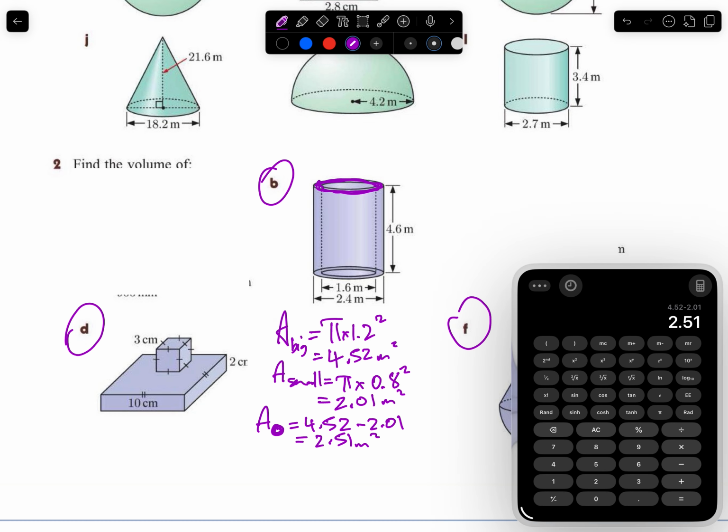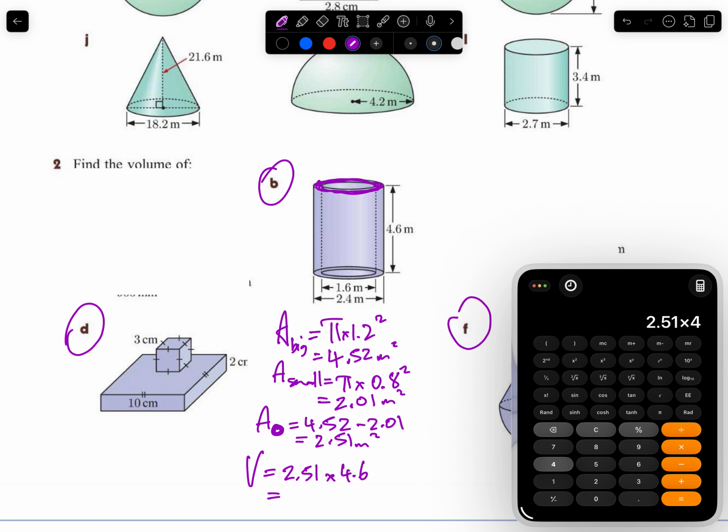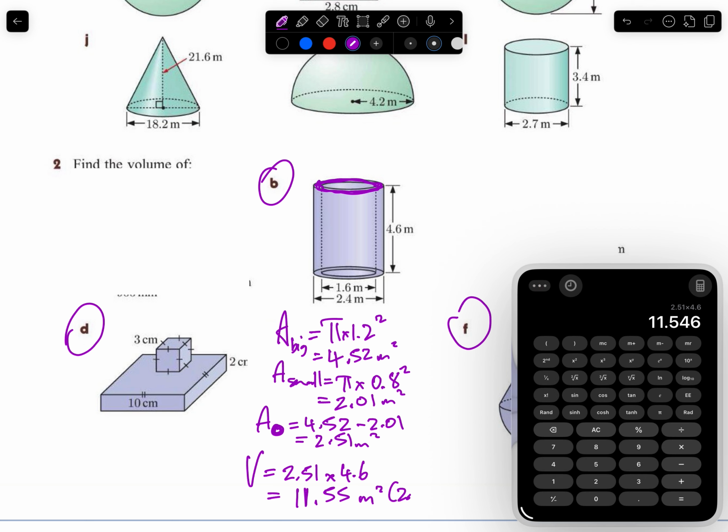So now I can times it by the depth. So volume is going to be area of the cross section, 2.51 square meters times by 4.6. 2.51 times by 4.6, 11.55 square meters rounded to 2 decimal points. That's B.